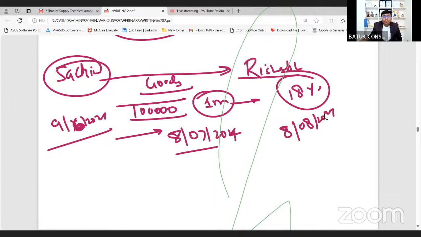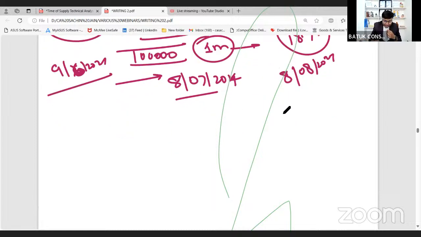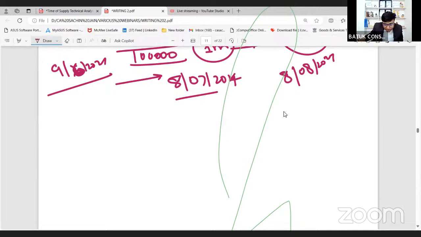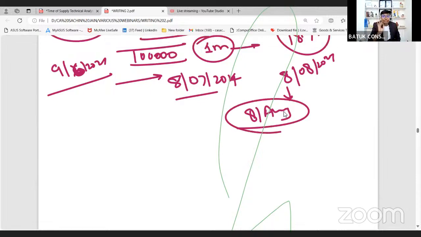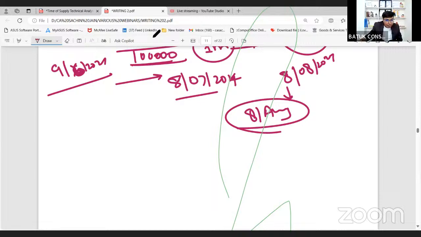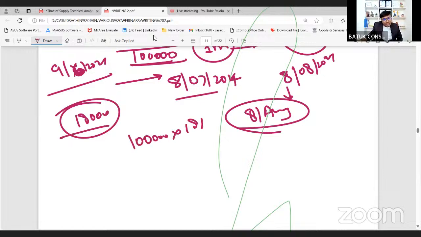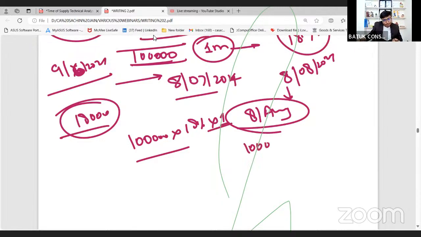Suppose Rishabh has made the payment on 8th of August 2024. Now I said, Mr. Rishabh, you have made the payment after the timeline, so you need to pay me interest at the rate of 18%. So Rishabh is paying me interest on 8th of August. Okay. On that 1 lakh rupees supply, 18,000 was GST. Am I right? Okay. Now, on that 1 lakh rupees, Rishabh is paying interest at the rate of 18% for 1 month. Suppose the amount is 1,000 rupees. And this addition of 1,000 rupees has happened on 8th of August 2024.